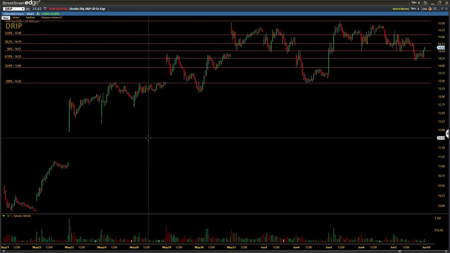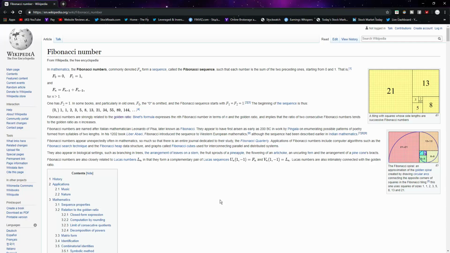Fibonacci, do I rely on Fibonacci? No, I do not rely on it, but a lot of traders out there do use Fibonacci, and you got to look at Fibonacci as another tool in your pocket to use in the markets. So first up, what is Fibonacci?